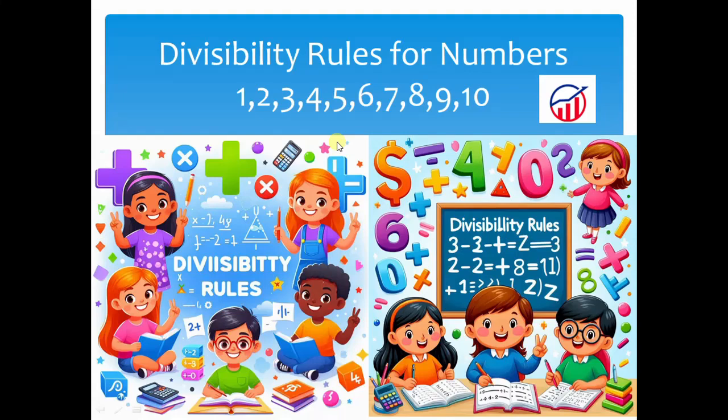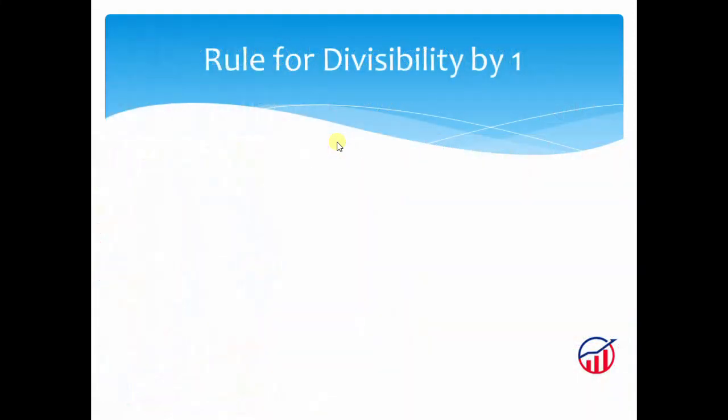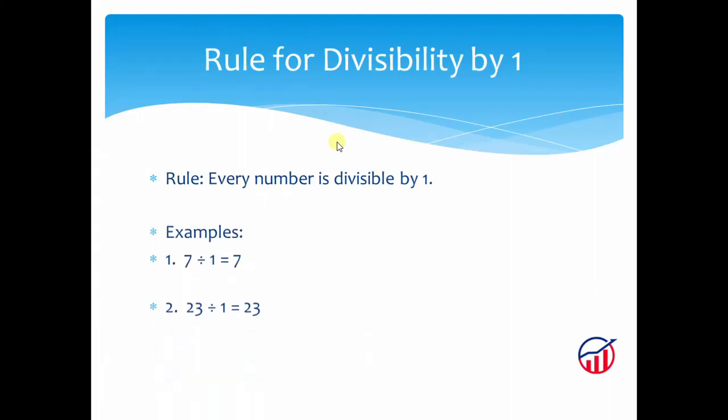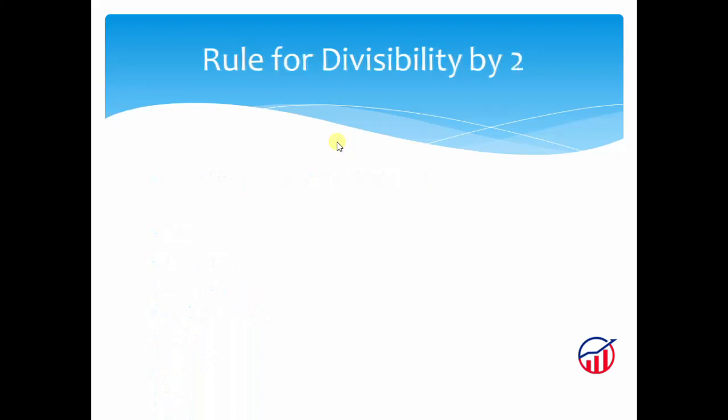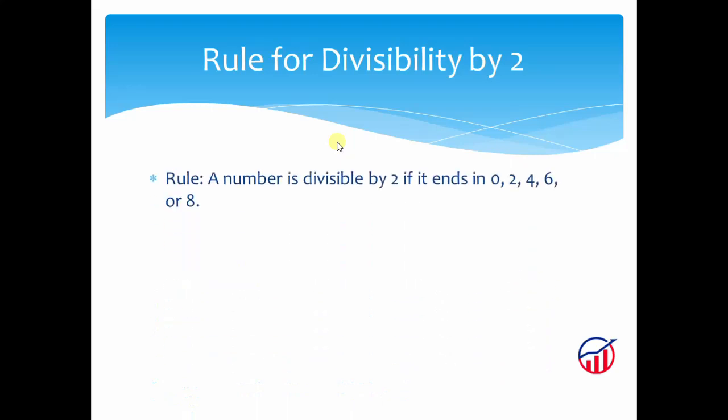So without wasting any time, let's move ahead and understand the rule of divisibility for each of these numbers. So rule for every number is divisible by 1. We all know that. So there is nothing to check over here. So every number will be divisible by 1. Now coming to the rule for divisibility by 2. So here a number is divisible by 2 if it ends in 0, 2, 4, 6 or 8. So if a number ends with 0, 2, 4, 6, 8, or in short, if the number is an even number, then it is divisible by 2.